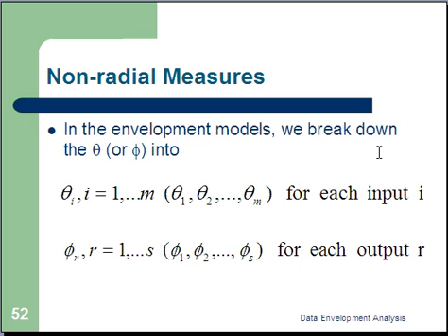What a non-radial model does is that you break down the efficiency into individual factors, one for each input and one for each output. So instead of having one theta, you will have m thetas.